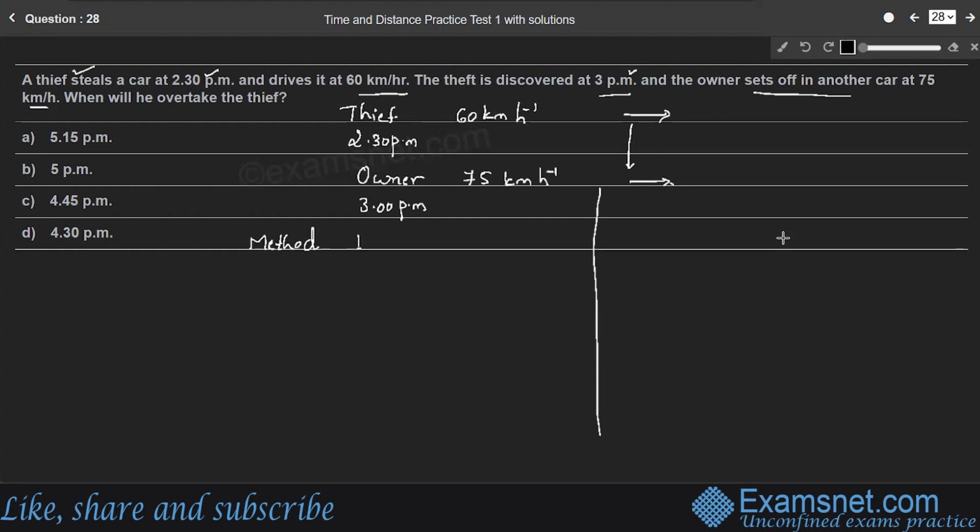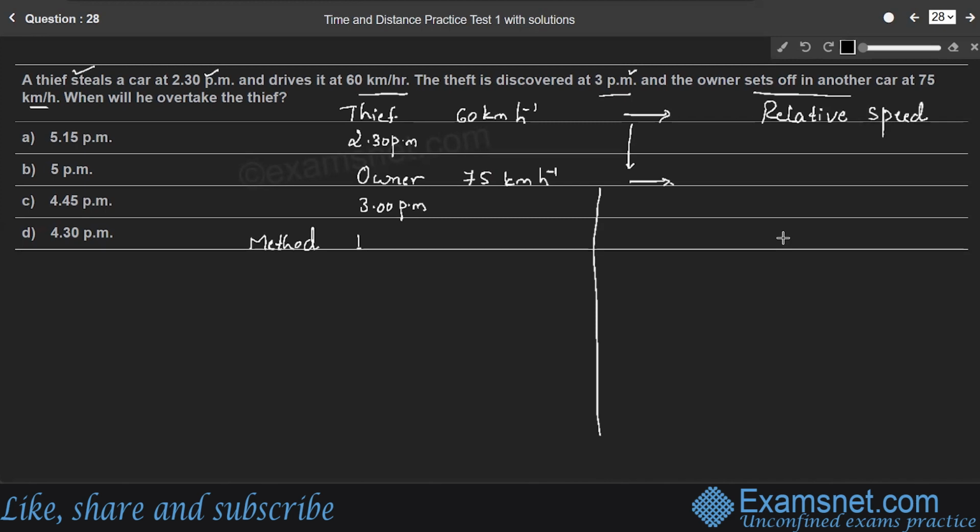Relative speed is nothing but when two bodies or two persons are moving in the same direction, or it may be in different directions with two different speeds, the speed of one body with respect to another is called relative speed. So relative speed is nothing but speed of one body or one person with respect to another is called relative speed.